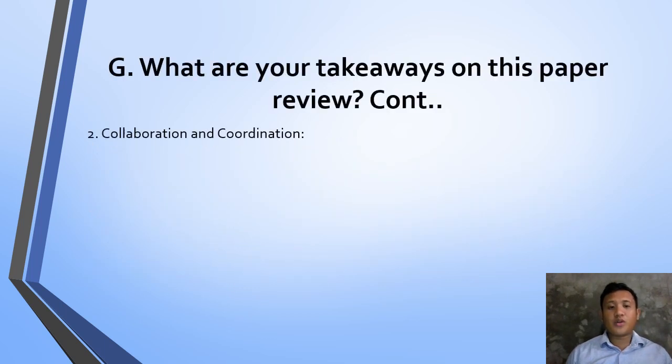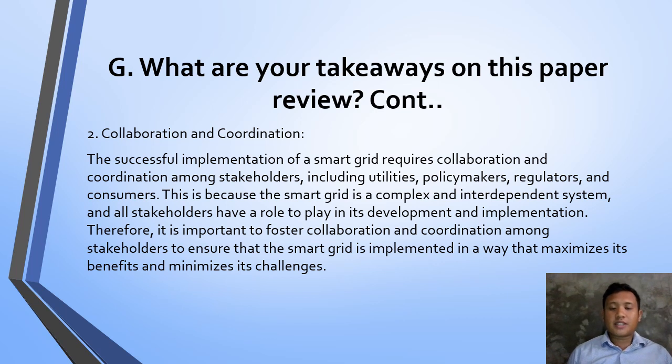Okay, and we have here number two, collaboration and coordination. The successful implementation of smart grid requires collaboration and coordination among stakeholders, including utilities, policymakers, regulators, and consumers. This is because the smart grid is a complex and interdependent system, and all stakeholders have a role to play in its development and implementation. Therefore, it is important to foster collaboration and coordination among stakeholders to ensure that the smart grid is implemented in a way that maximizes its benefits and minimizes its challenges.